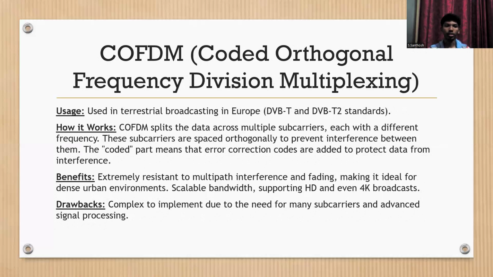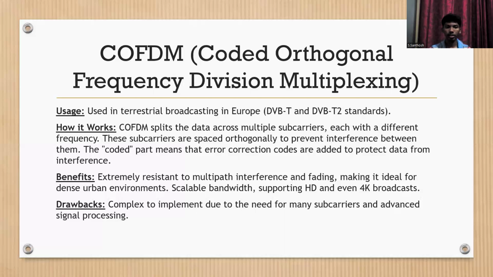Now looking at how it works. COFDM splits the data across multiple subcarriers, each with a different frequency. So it will split the data with respect to different frequencies, and these subcarriers are spaced orthogonally to prevent interference between them. The coded part means that error correction codes are added to protect data from interference. As you know, there are some guard bands between each bandwidth when you're transferring data. These coded parts actually work as those guard bands to protect the data from interfering with each other when we are transferring them with different frequencies.